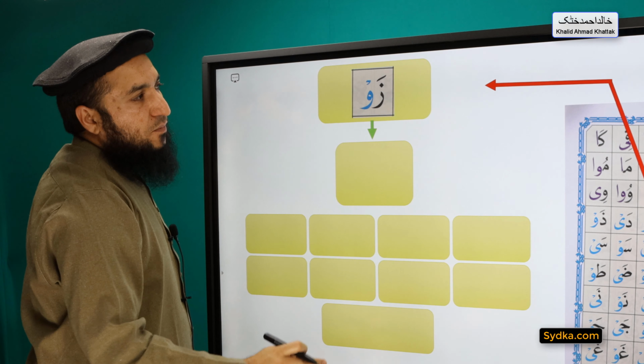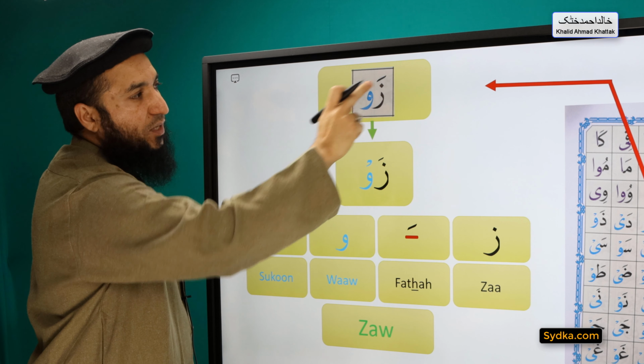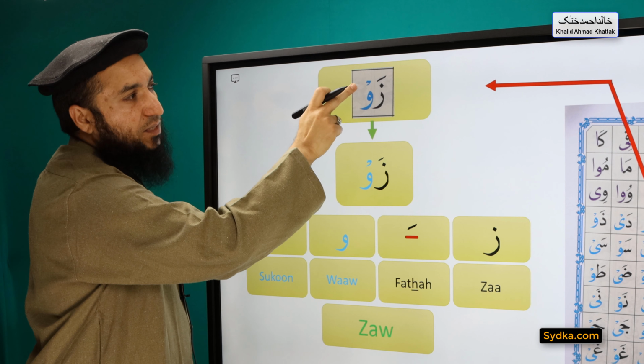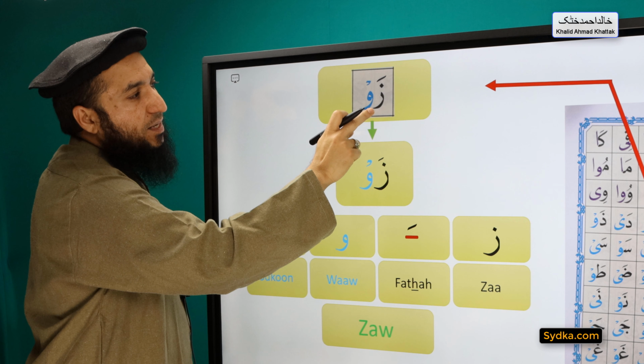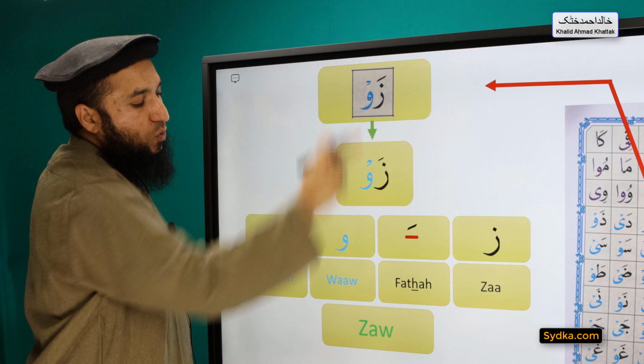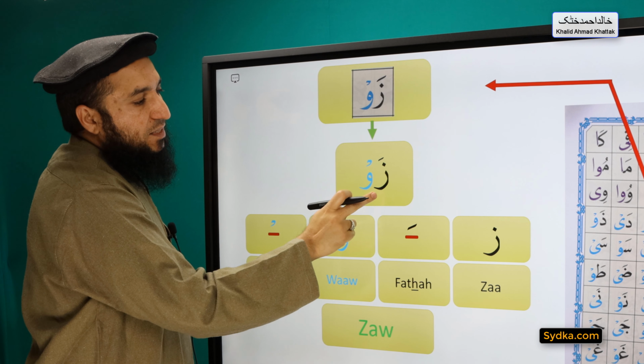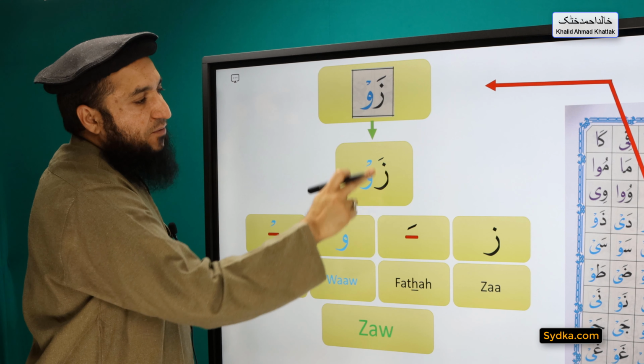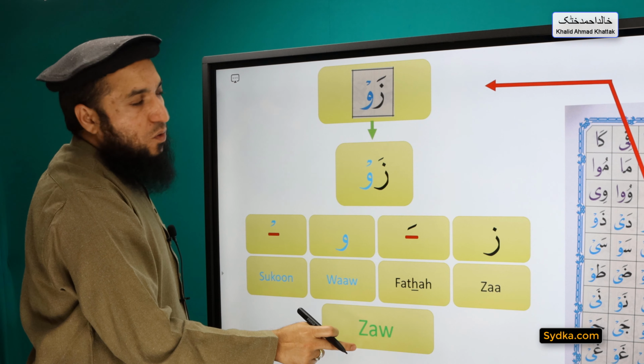The next syllable we have is Za Fatha Waw Sukoon Zaw. Za is a light letter. It has Fatha on top of it. It is followed by Waw. Waw has a Sukoon. Za Fatha Waw Sukoon Zaw.